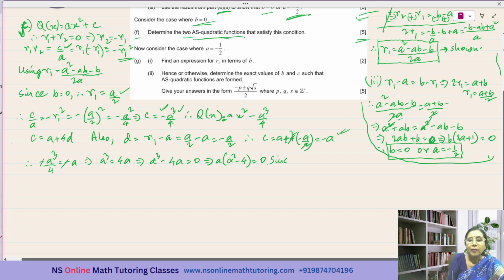Since A is not equal to 0, they have mentioned at the very first moment when they defined the Q of x expression, Ax square plus Bx plus C, that A is not equal to 0. So A is not equal to 0. Therefore, A square minus 4 has to be equal to 0. Therefore, A is equal to plus minus 2.